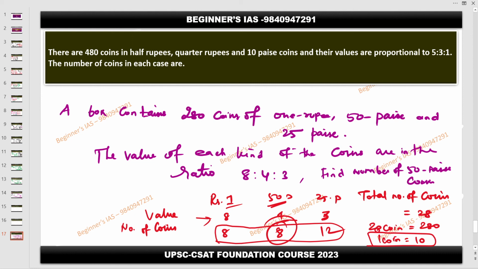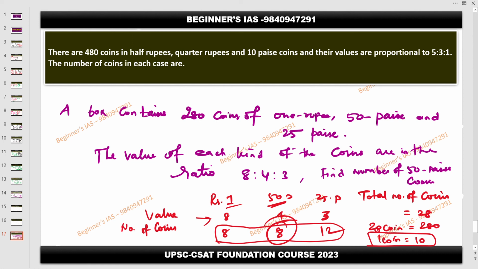To get 5 rupees, how many 50 paise coins are required? 10. 25 paise, a quarter, means to get 3 rupees we need 12 coins. I'm discussing with respect to the first one. So 1 means 10 paise. To get 1 rupee, how many 10 paise coins are required? 10. Therefore, total number of coins 32.